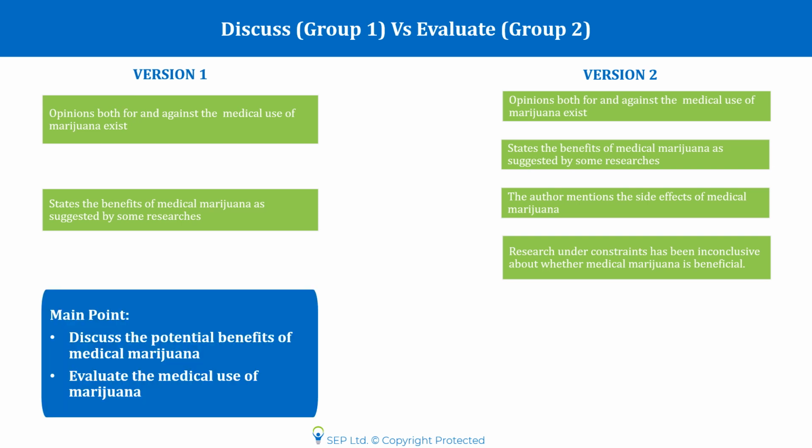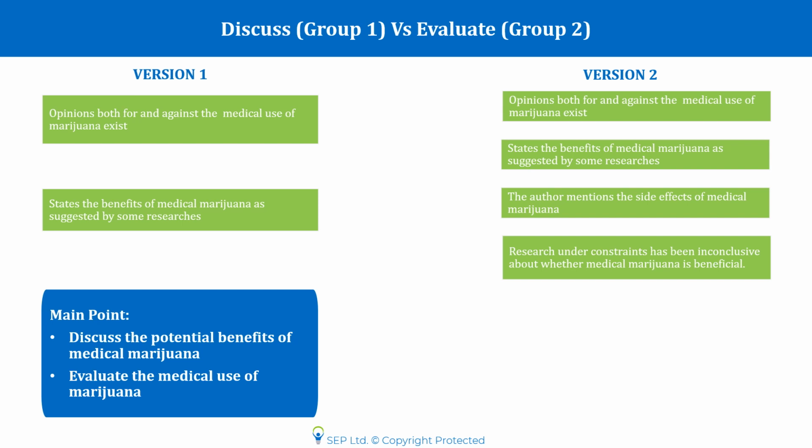How will we decide which of these two main points is the main point of version 1? If we read them, they sound and look as if they are the same. They are using words like discuss and evaluate, which are often confusing to the students. But we already know the differentiating factor. The differentiating factor is that if it is evaluate, there would be pros and cons present in the passage and there would be a conclusion mentioning the author's opinion.